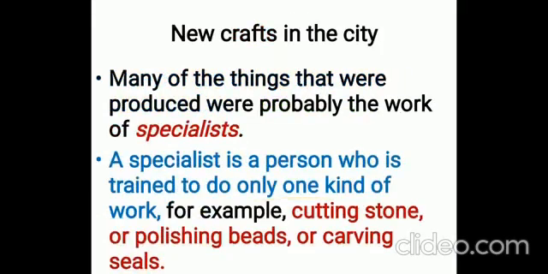Many of the things that were produced were probably the work of specialists. So many of the things made in these cities were produced probably with the help of specialists. Who is a specialist? A specialist is a person who is trained to do only one kind of work. Either he is a perfectionist in cutting stones, or polishing beads, or carving seals. He is trained to do that one kind of work only. These are all known as specialists.